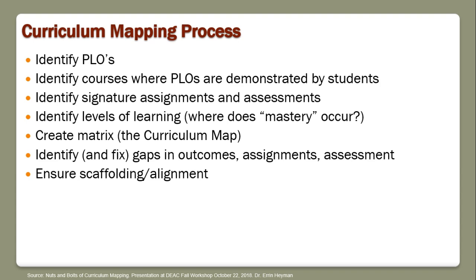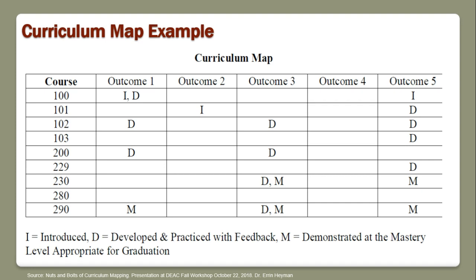And then you're going to create a matrix. Then you're going to use the matrix to identify and fix gaps in outcomes, assignments, and assessments, and make sure that things are scaffolded. Basically what that means is that before students do the really hard stuff, they build up to that. So this is a curriculum map example where you would just list the courses on one side, the outcomes on the other, and then for each course you're going to show, okay, this is introduced, it's developed, and then the last one would be mastery, and mastery would indicate you have some sort of signature assessment.